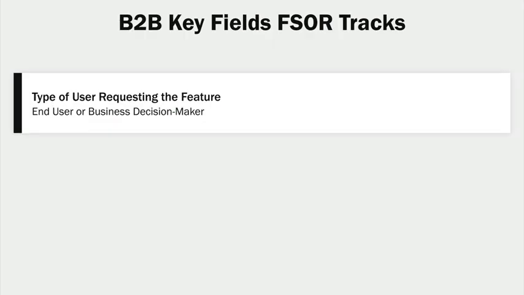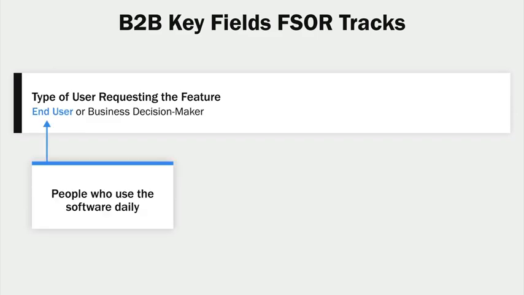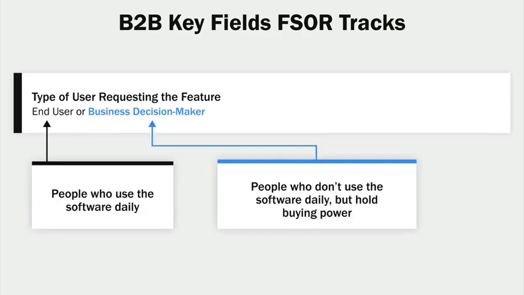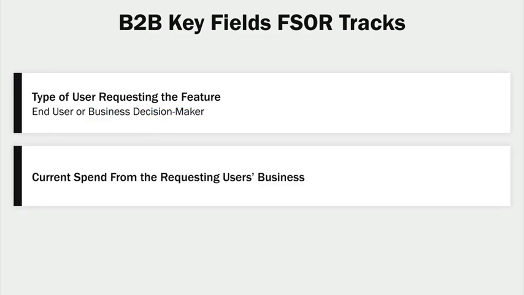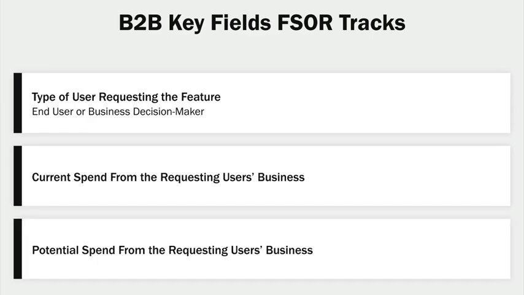For B2B companies, you also will usually need to track the following fields: type of user requesting the feature, end user or business decision maker. End users are the people who use the software day to day. Business decision makers are the people who don't use the software day to day, but hold the buying power for the software. Current spend from the requesting user's business, and potential spend from the requesting user's business.